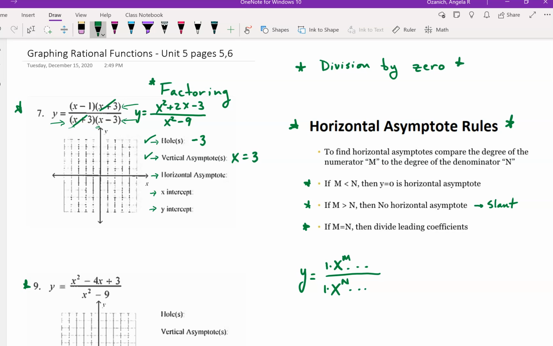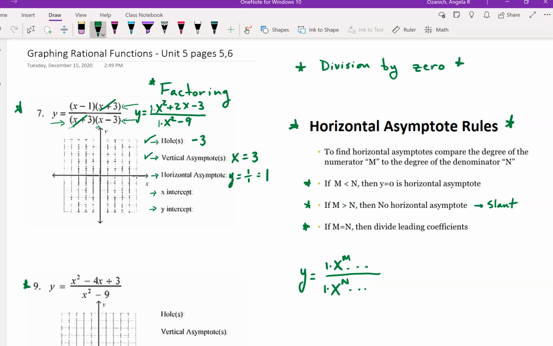So we see the degree of the top is the same as the degree of the bottom, and the leading coefficient here is 1, and the leading coefficient here is 1, which means my horizontal asymptote is located at y equals 1 divided by 1, or of course 1.